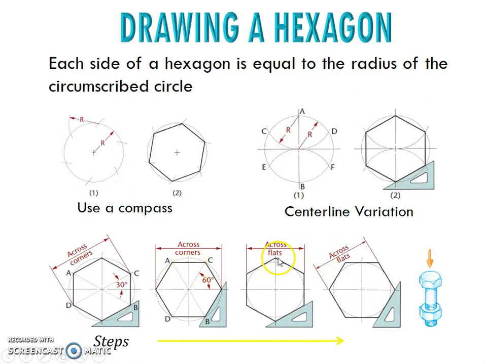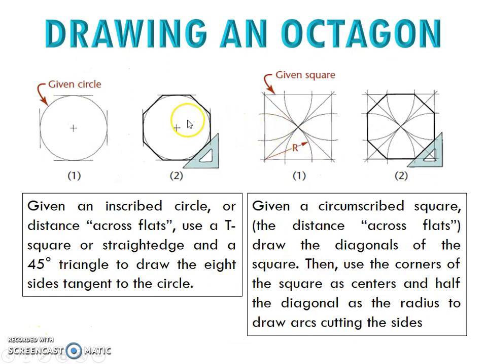Okay, so for this across flat, if you are given the circle, then you divide it in the middle, and then you use the triangle to connect on the side, the tangent of the circle, then you will get the across flat. Okay, the same method also applies if you want to put the flat side on the ground. Next, we go to the octagon.